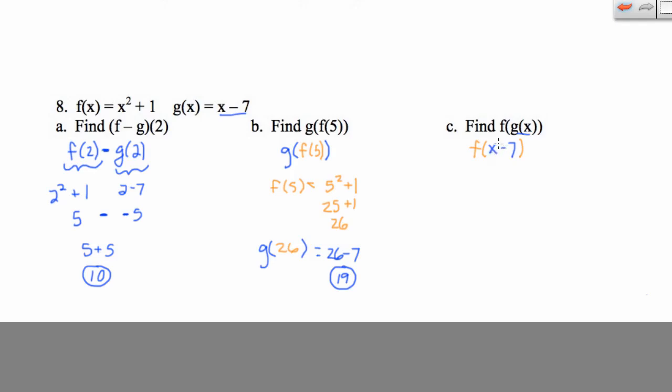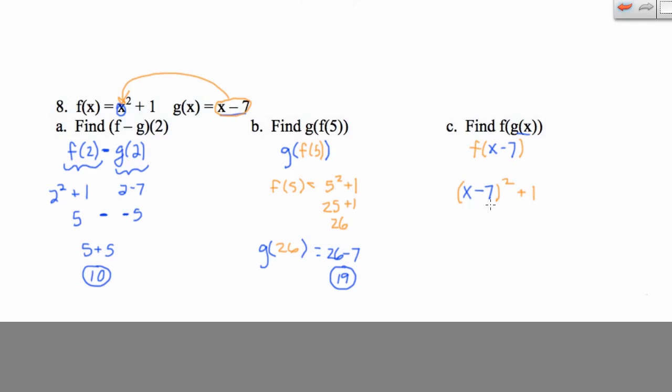So that x minus 7 is going to go as the input into that f function. So I'm going to have x minus 7 replace the x. Do you see how my g function, the x minus 7, is the input into the f function? It's going inside my f function. And then I just have to simplify.